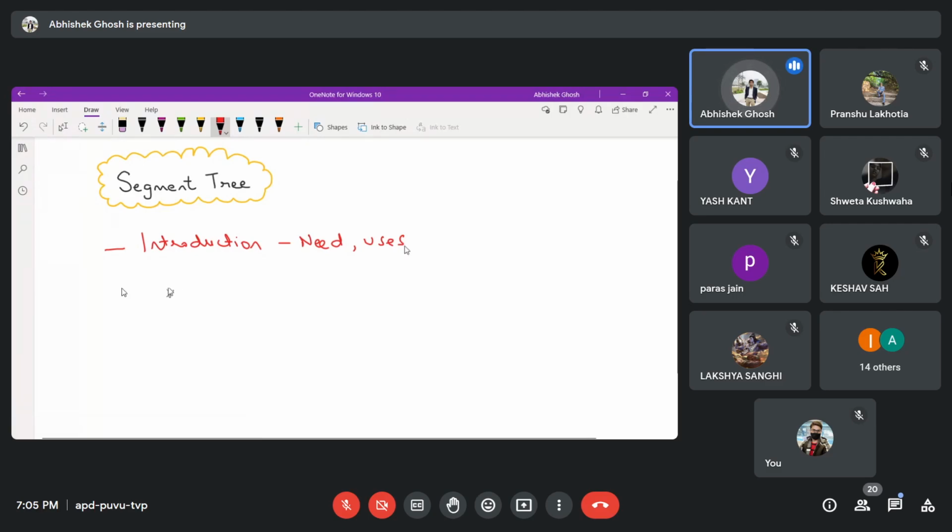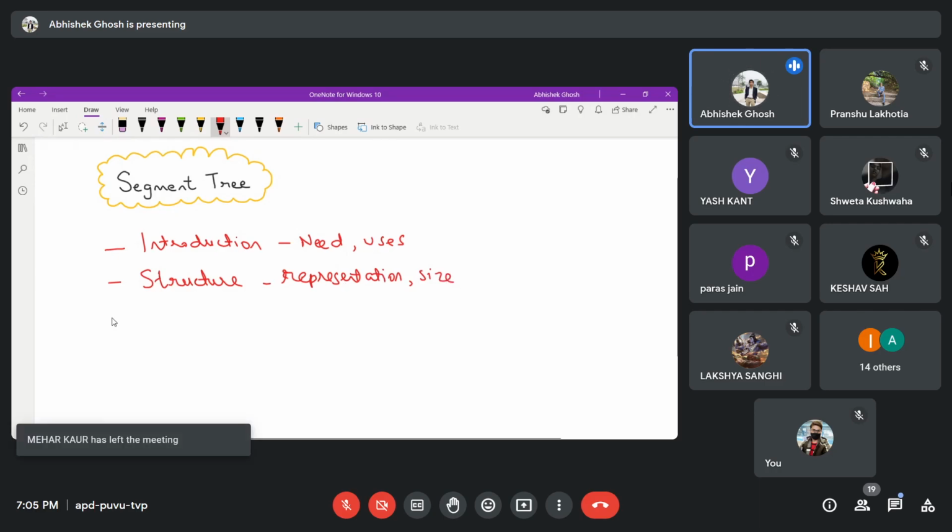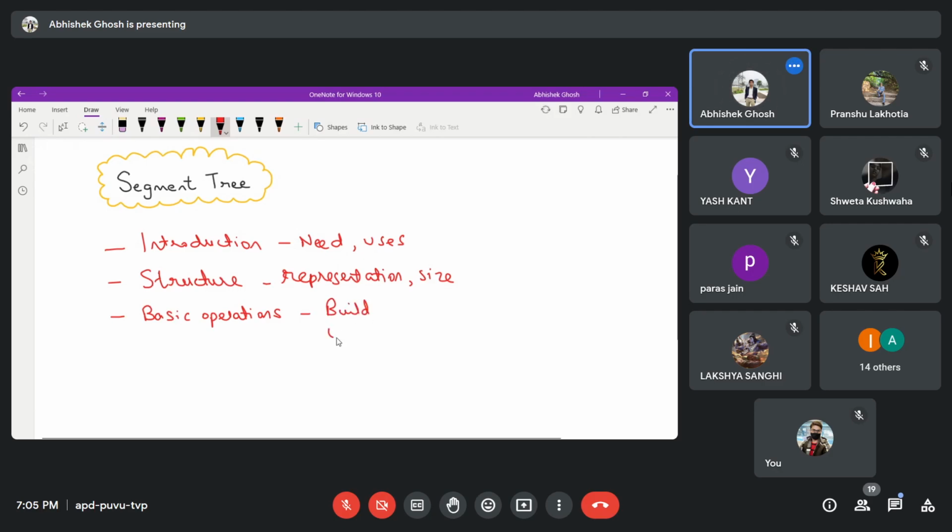Then after the introduction, we'll go through the structure of segment trees. Even if you have not done much data structures and algorithms, you'll still be able to understand as we'll start right from the basics up till intermediate level. In the structure of trees, we'll cover the representation of segment trees, the size of segment trees and other mathematical proofs. Then we'll move on to the basic operations that are performed on segment trees. Long story short, the basic three operations are build operation, update operation, and query operation.